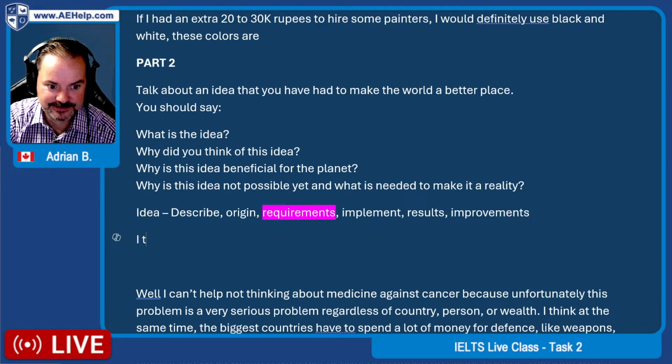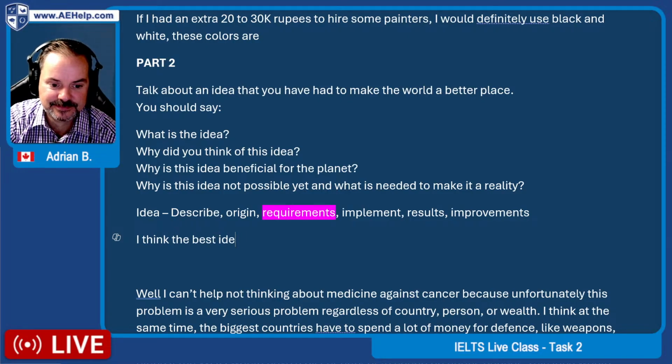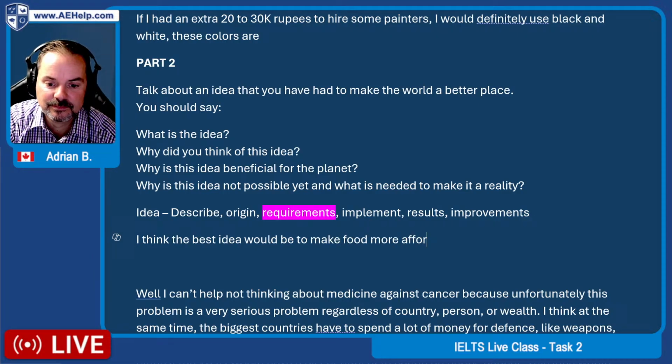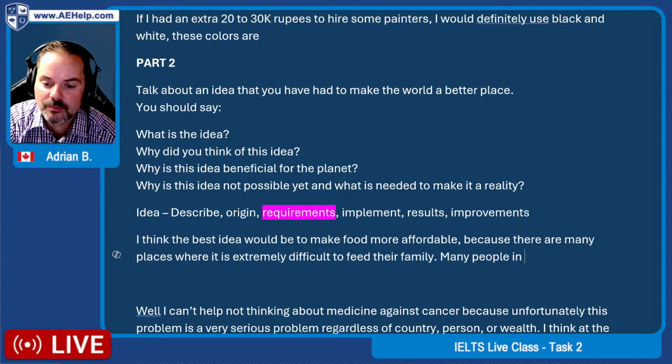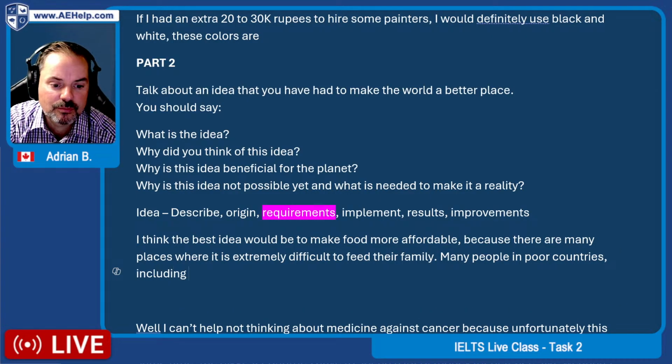I think the best idea would be to make food more affordable, because there are places where it is extremely difficult to feed a family of medium size or large size, especially in poor countries, like in East Asian countries, especially even in my country, Bangladesh. Many people actually spend most of their income just to buy food and feed their children and themselves. So I think it will be better if the governments of different countries came together and made a decision where they can put a restriction on food prices.